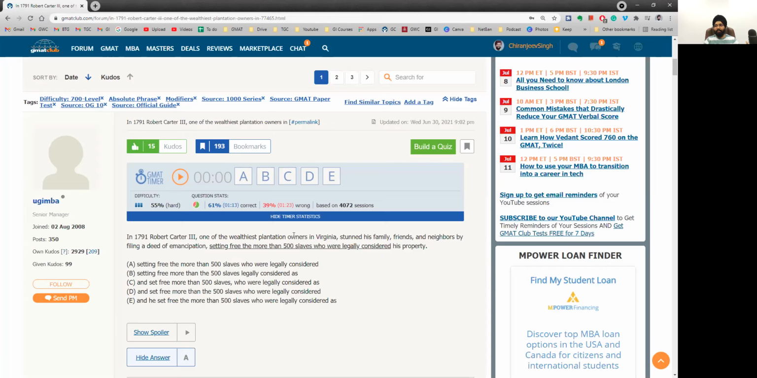But in this case, this is the only sentence I've seen in which there is a comma verb+ing, and it's a very specific structure. I think it makes more sense with filing a deed of emancipation. So it's stunned by filing, and then filing led to setting free, because it's saying stunned by filing a deed of emancipation.